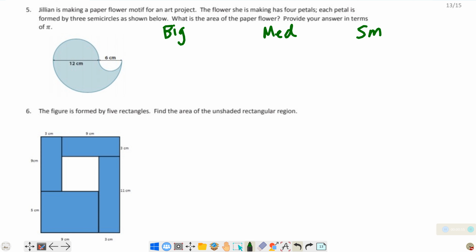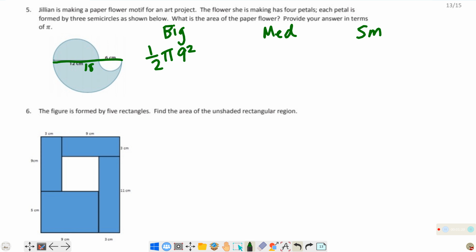To find the radius of the big one, the distance across the whole thing is 12 plus 6. So its diameter is 18, but the radius is only halfway across, and half of 18 is 9. And it's a semicircle, so we want half of a circle. The radius was 9.